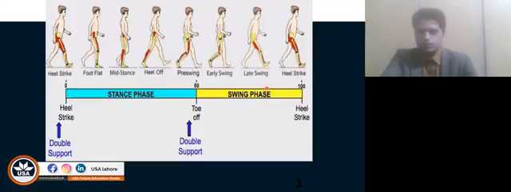So notice this image here coincides with the image over here. So this cycle will continue to repeat. Heel strike, foot flat, mid stance, heel off, pre-swing, early swing, mid swing, late swing, then heel strike, and then again. So this entire phase is one gait cycle.